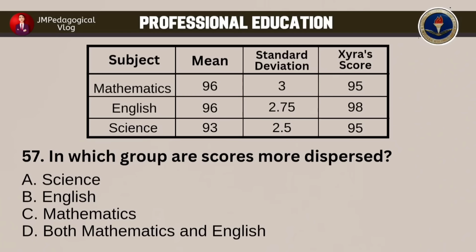57. In which group are scores more dispersed? A. Science. B. English. C. Mathematics. D. Both mathematics and English.